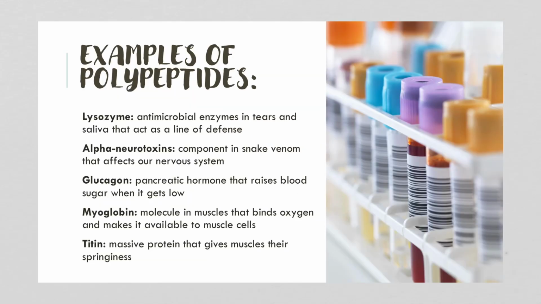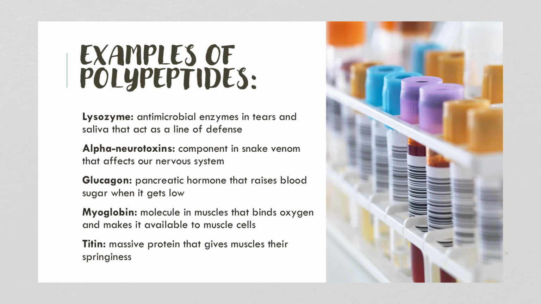So one thing you need to be aware of is some examples of polypeptides. So first of all, lysozymes. Those are antimicrobial enzymes that are found in your tears and saliva that actually act as a line of defense to prevent pathogens from entering our body through our eyes or through our mouth.